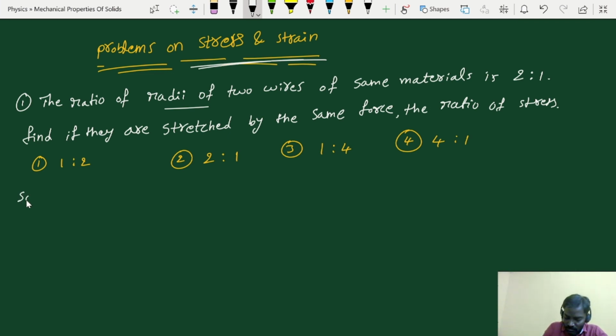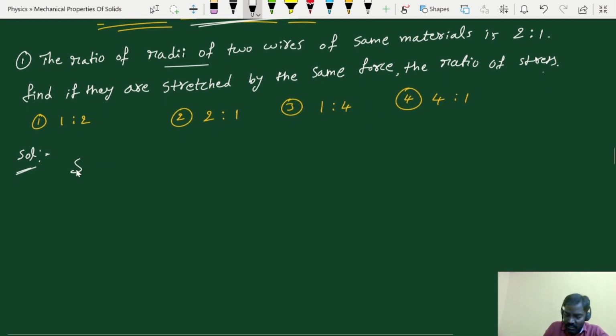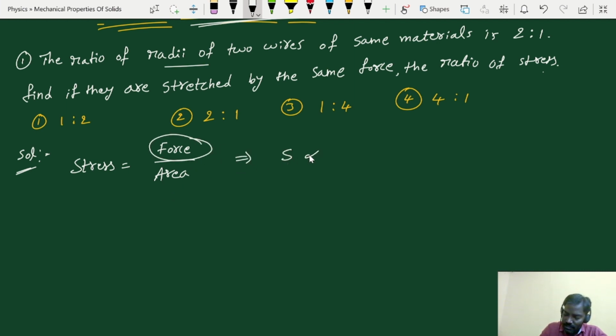Right, let's move on to the solution part. See here in the question, they are giving the radius ratio of the same material, that is 2 is to 1, and asking to calculate the ratio of stress when the same force acts on it. So what is the general formula of stress? Stress is force by area, right? They are saying force is constant, so we can say stress is inversely proportional to area.